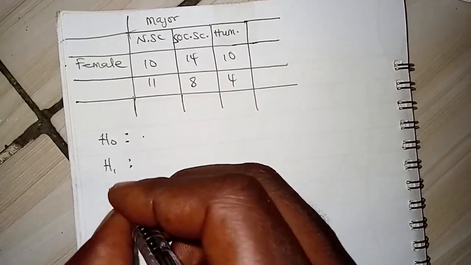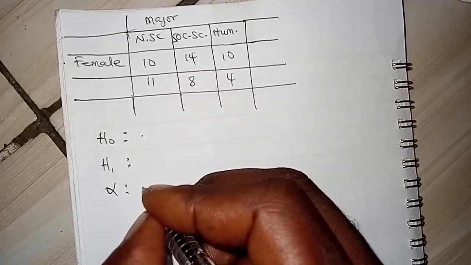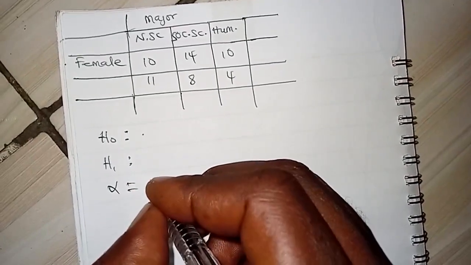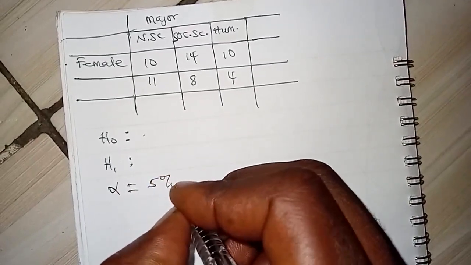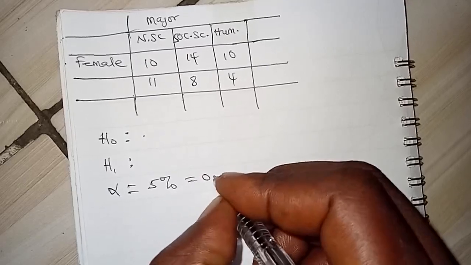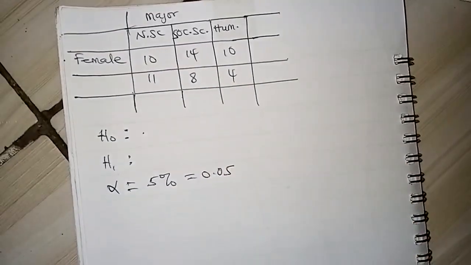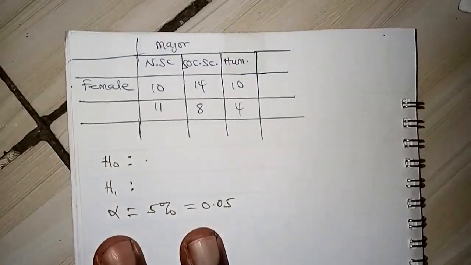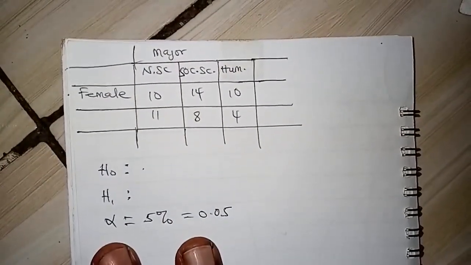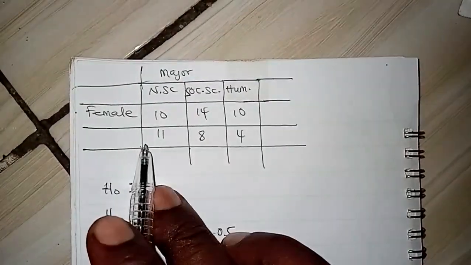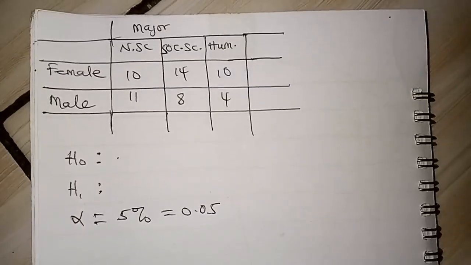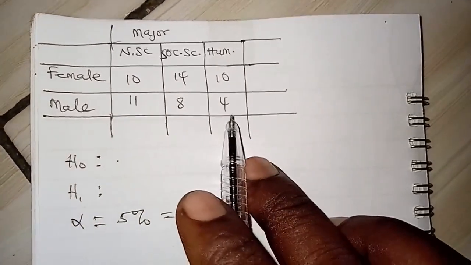The next thing is to state the alpha, which is the significance level. What they give to us is 5% level of significance, which is 5 over 100, which gives us 0.05. The next thing is to choose the appropriate test. Which one should we choose? From the table, we need to confirm whether it is actually a contingency table or not.